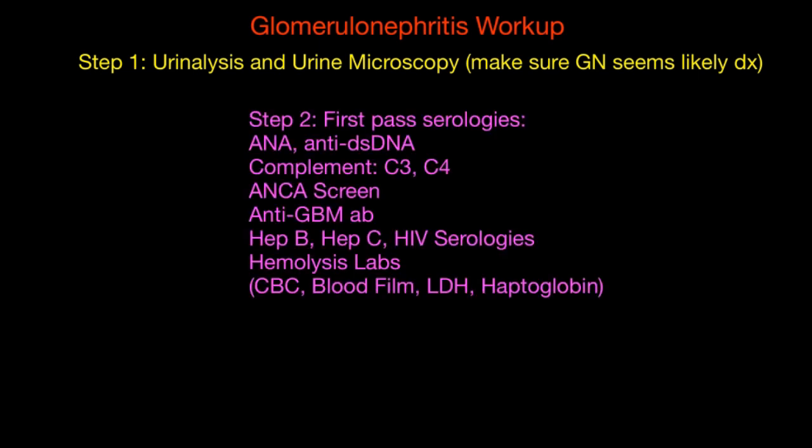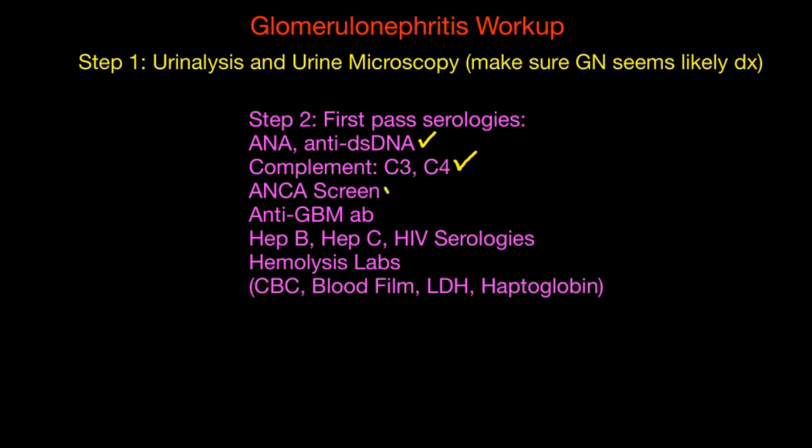So I think this serves as a good first pass for the labs you would order when you're considering a patient may have GN. Remember, lupus nephritis is always a possibility, so you can order the ANA screen and an anti-double-stranded DNA test. A lot of our diseases can be associated with reduced serum complements, especially C3. So you want to check serum complements.